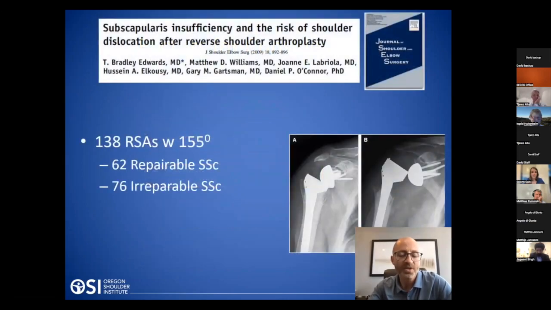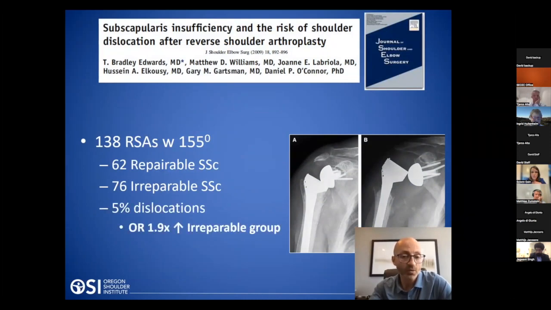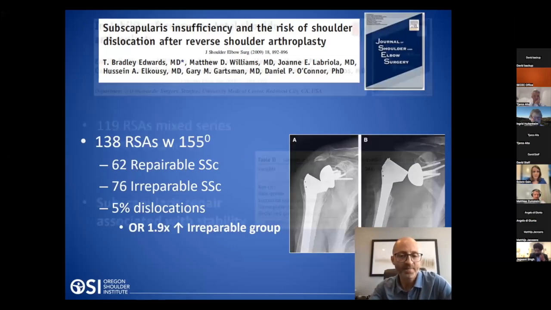Now, in terms of stability, what do we have? Well, we know that stability can be affected by subscapularis repair. Brad Edwards' classic study, they had dislocations that was higher in the irreparable group. Of course, this is a mixed series, and there were several factors for that.